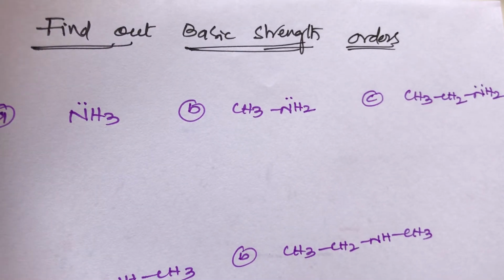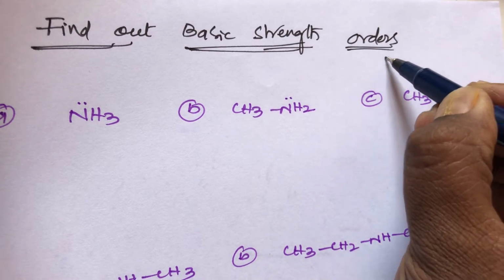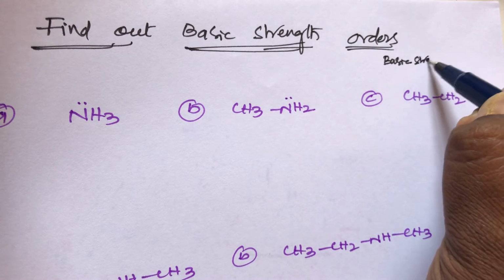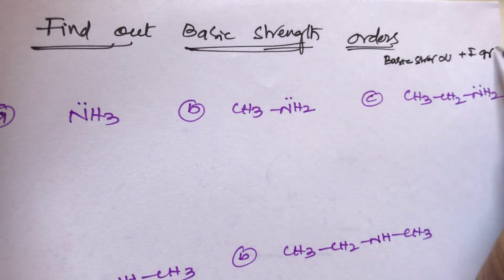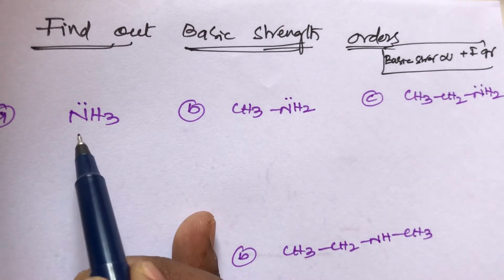We know the condition that basic strength is directly proportional to the plus I group. Once again students, I am writing here: basic strength is directly proportional to the plus I group. This is the one condition. So this ammonia is normal.